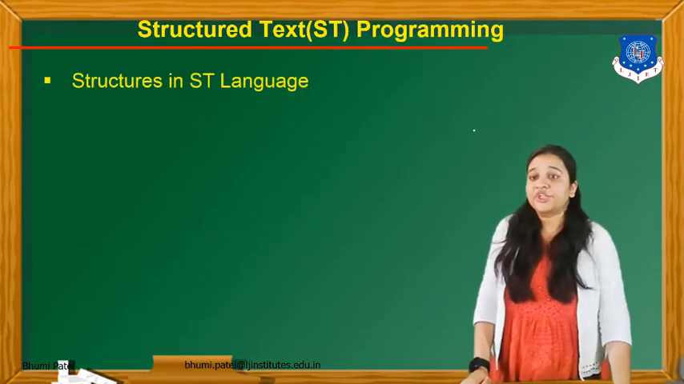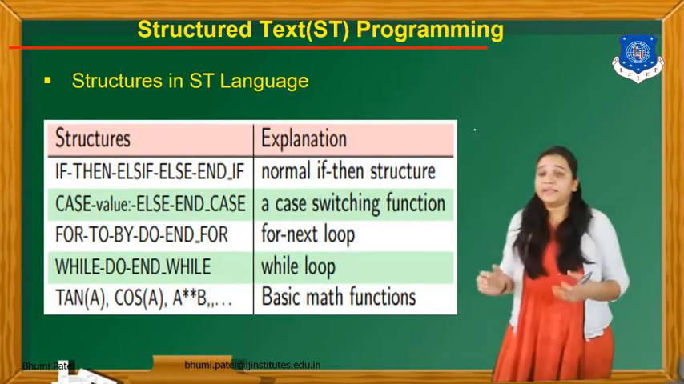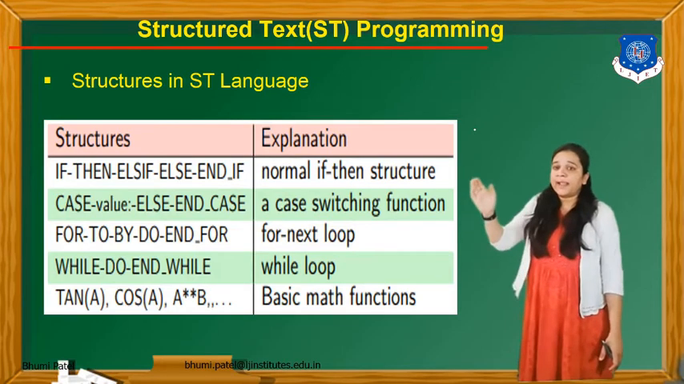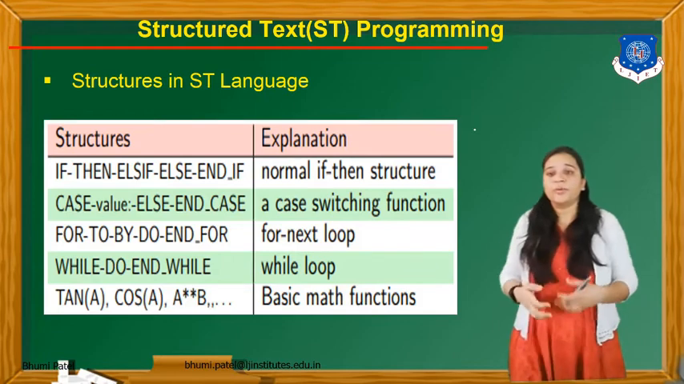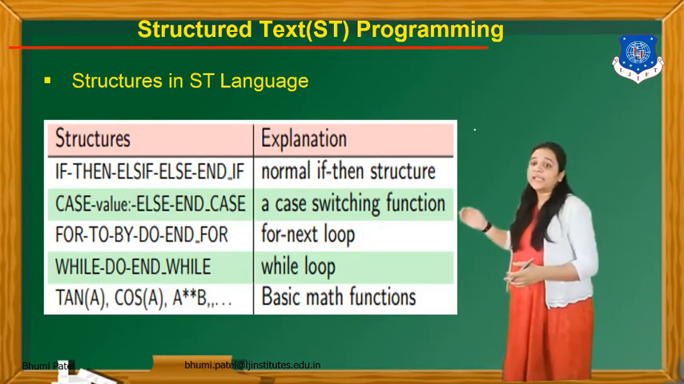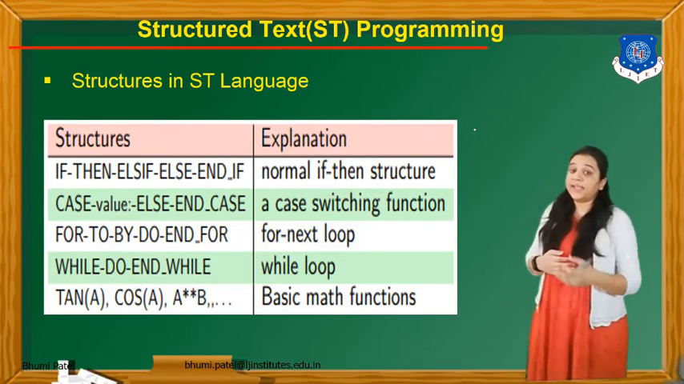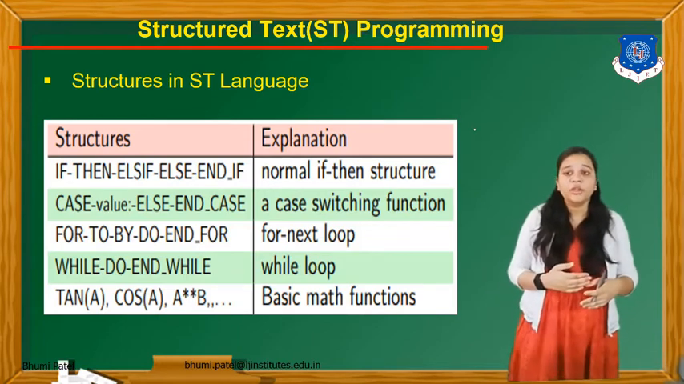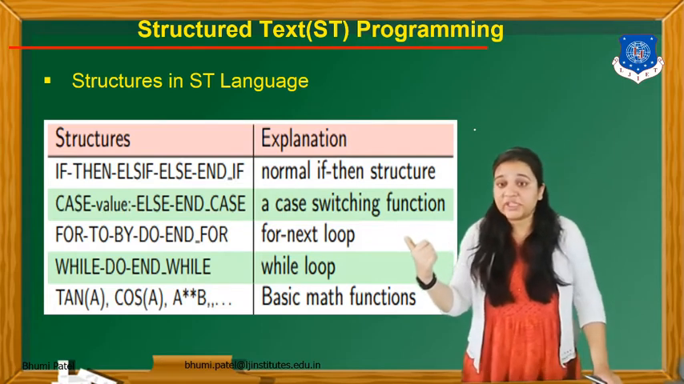Okay. So the structure in the ST language is like this. We can use the IF, THEN, ELSE IF, ELSE and END_IF function; it is generally the normally used IF-THEN structure. If we have to use CASE, value, ELSE and END_CASE, that time it is the case switching function. If we want to check different cases for this particular program, that time we can use the case switching function.